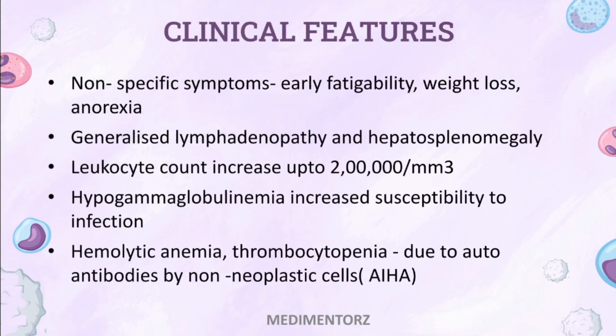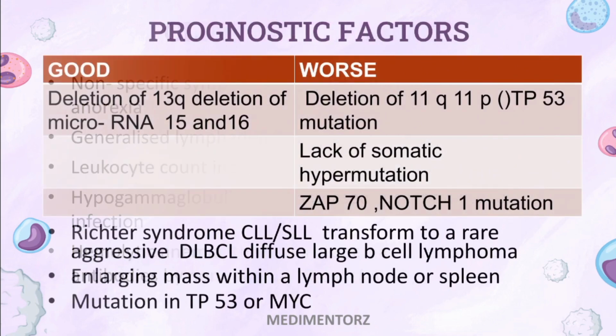The clinical features of CLL include the non-specific symptoms, which are easy fatigability, weight loss and anorexia, generalized lymphadenopathy and hepatosplenomegaly. The leukocyte count may increase up to 2 lakh per millimeter cube, and there is hypogammaglobulinemia, which leads to increased susceptibility to infection. And there is hemolytic anemia and thrombocytopenia due to autoantibodies by non-neoplastic cells.